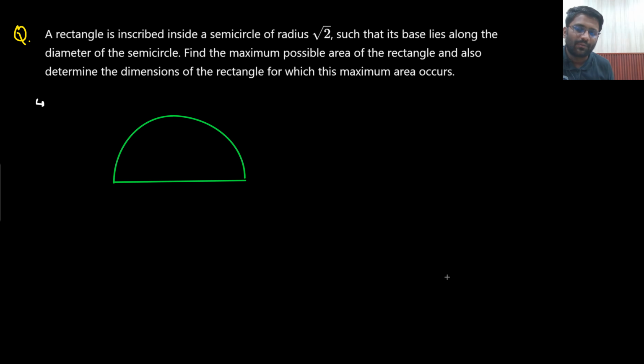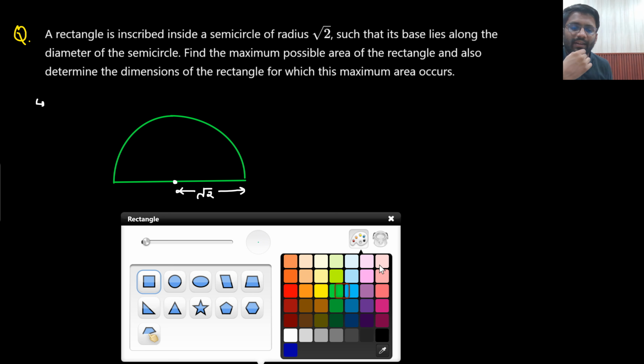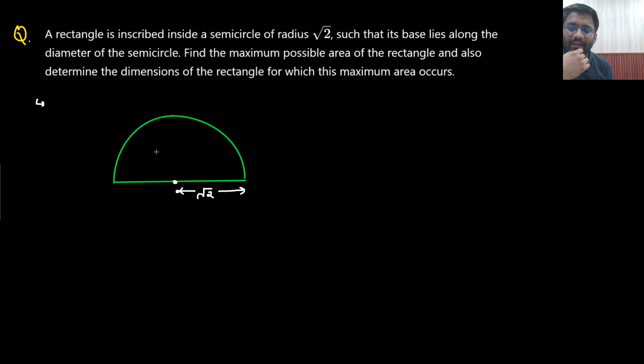Inside the semicircle, what is the scenario? A rectangle is inscribed and the semicircle is having a radius of under root 2 unit, such that its base lies along the diameter of the semicircle. That means I need to make a rectangle inside, with the base lying along the diameter of the semicircle. Fine, it is fine.